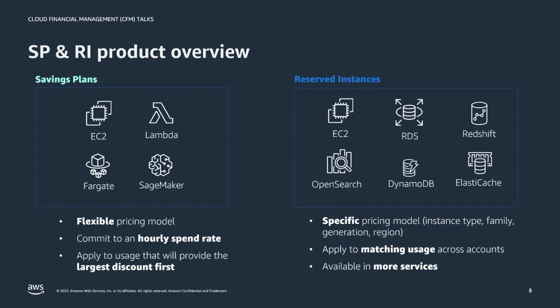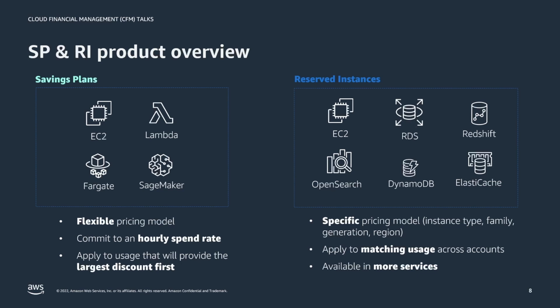Next slide, please. Awesome. So to give you a higher overview of the product slate across both of them, we've got the summary slide here. As you can see, and as I mentioned before, those savings plans cover EC2, Lambda, Fargate, and SageMaker. They are that flexible pricing model that gives you a bit more flexibility in terms of what you're covering and how you're going through those commitments. You do commit to that hourly rate. And the really cool thing about savings plans is they are engineered to apply to the usage that will give you the highest discount first.